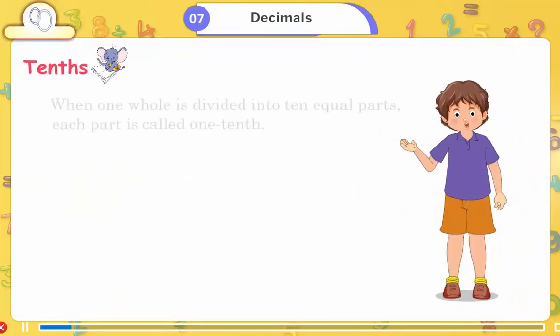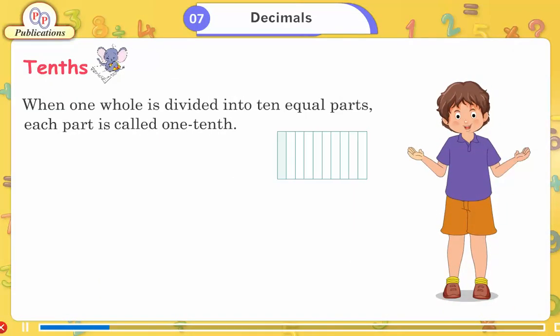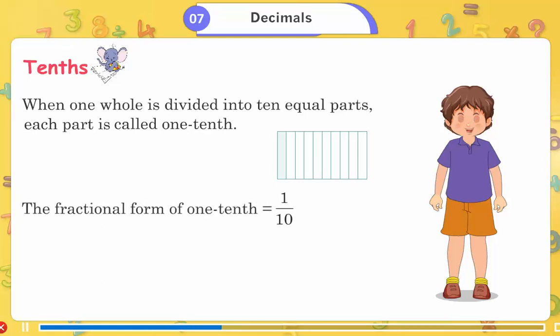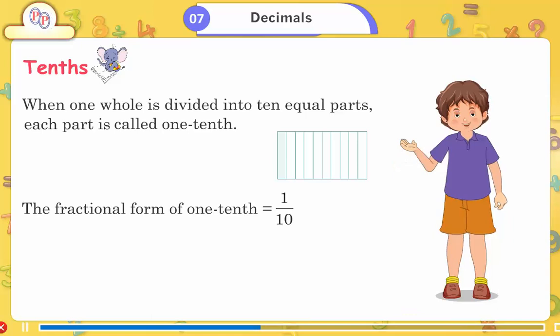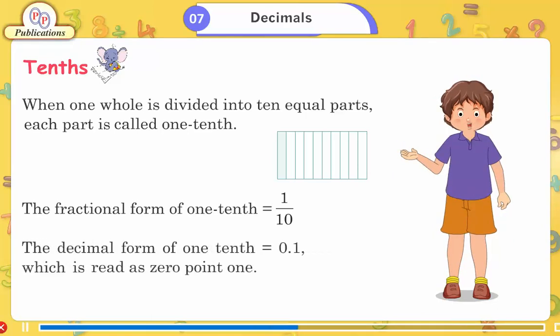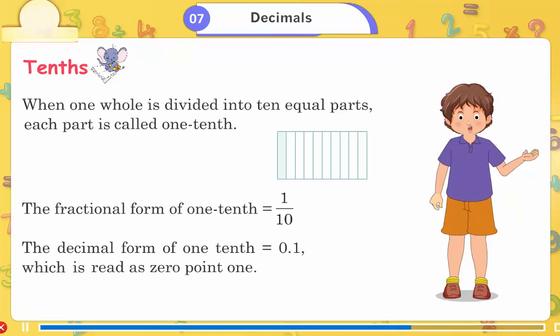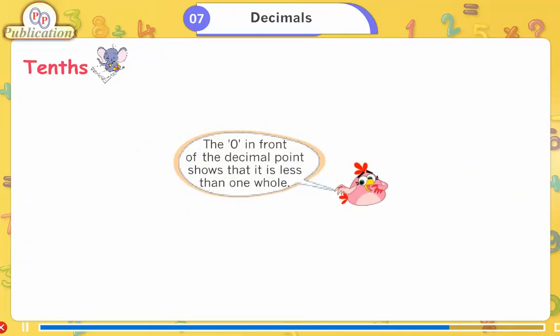Tenths. When one whole is divided into 10 equal parts, each part is called 1/10. The fractional form of 1/10 is 1 upon 10. The decimal form of 1/10 is 0.1, which is read as 0.1. The 0 in front of the decimal point shows that it is less than 1 whole.